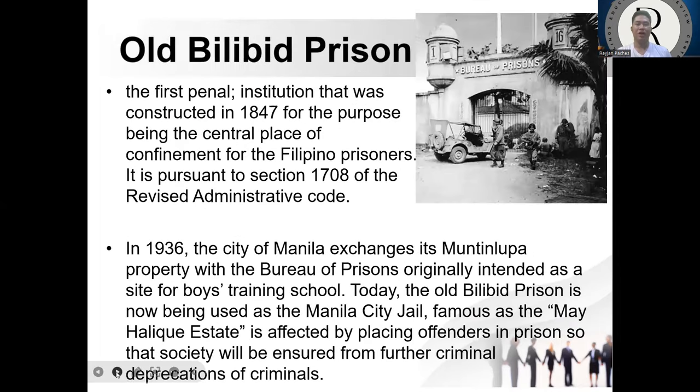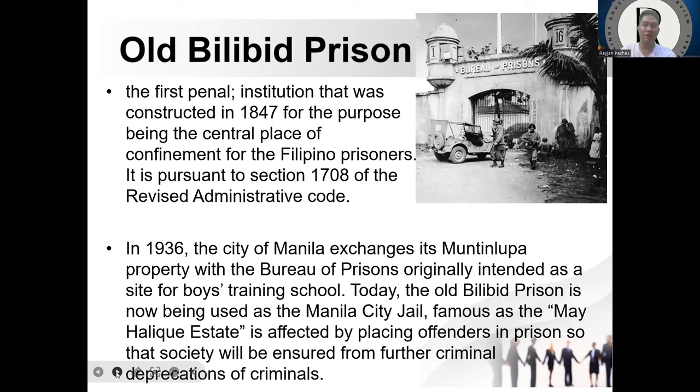Okay, so dito tayo, class, sa Old Bilibid Prison. We have the Old Bilibid Prison. That is the first penal institution na meron tayo sa Pilipinas. It was constructed in 1847 for the purpose of central place of confinement for the Filipino prisoners. That is pursuant to Section 1708 of the Revised Administrative Code. So ang Old Bilibid Prison. Kaya nga ngayon wala na yan kasi nga Old Bilibid Prison.